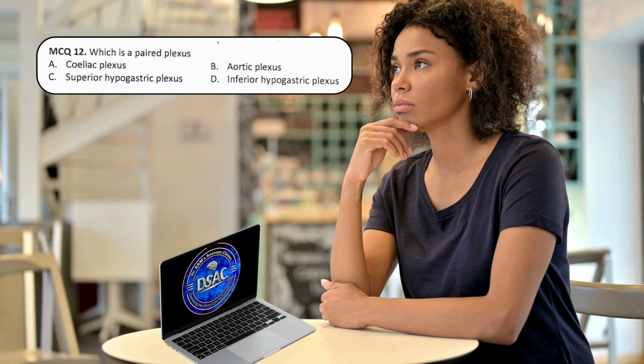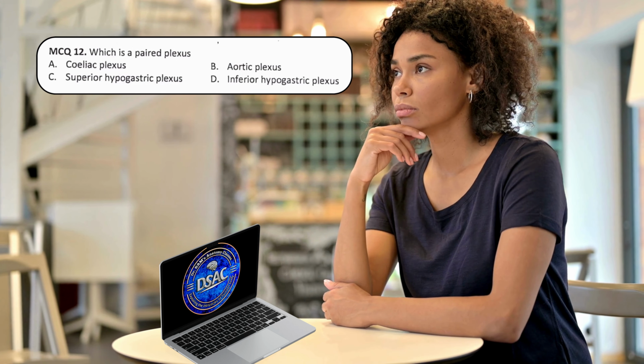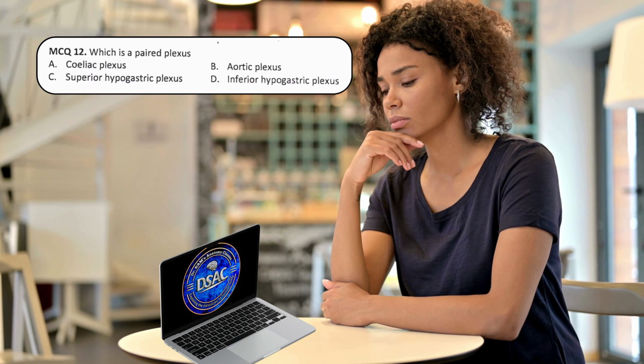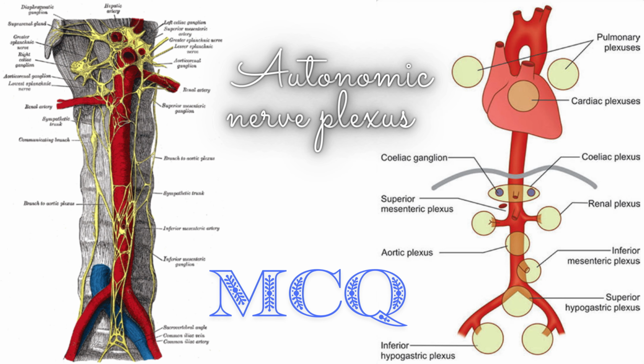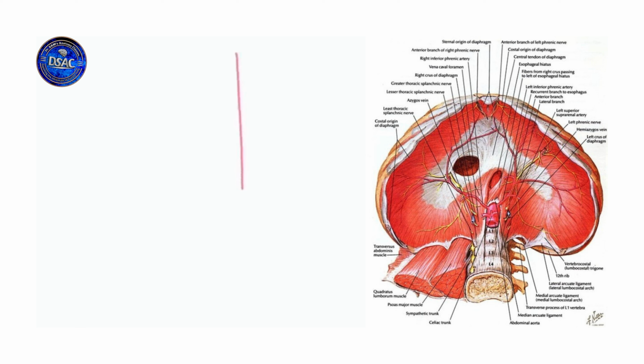Question number 12. Which is a paired plexus? Coeliac plexus, aortic plexus, superior hypogastric plexus, inferior hypogastric plexus. Now this question is about the autonomic plexuses below the diaphragm. Just for your revision, remember that these plexuses are located along the abdominal aorta and its branches.